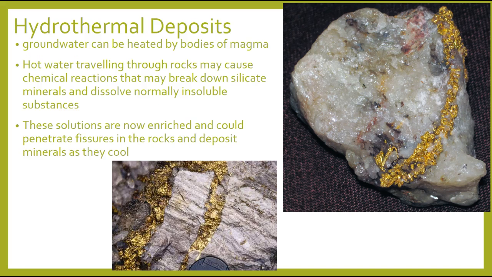Now we can also get hydrothermal deposits as a result of magma. Groundwater can be heated by bodies of magma. So if you've got groundwater in the surrounding country rock, that can be heated up. Now this hot water will travel through rocks and it may cause chemical reactions that may break down silicate minerals and dissolve normally insoluble substances. So when we talk about silicate minerals, we're talking about quartz here. Because quartz has the lowest melting point, it's most likely to melt and be dissolved into that hot water.